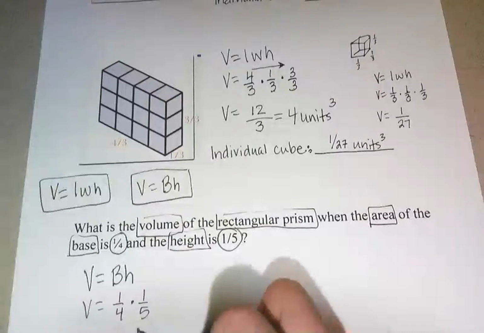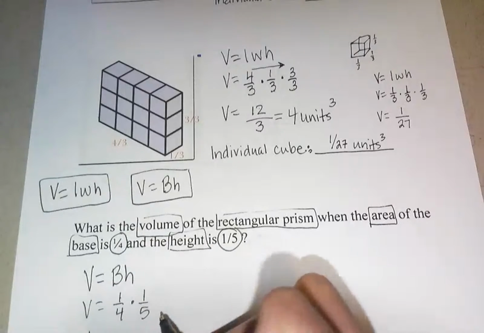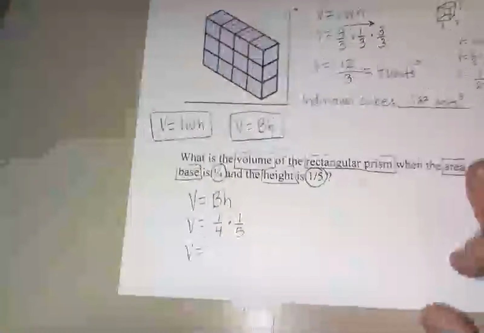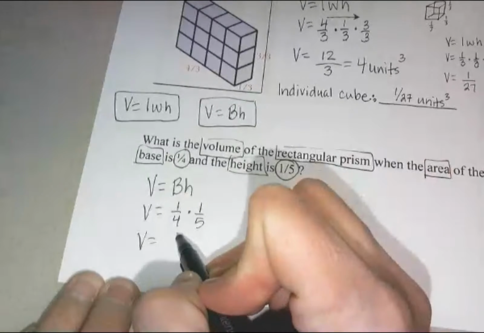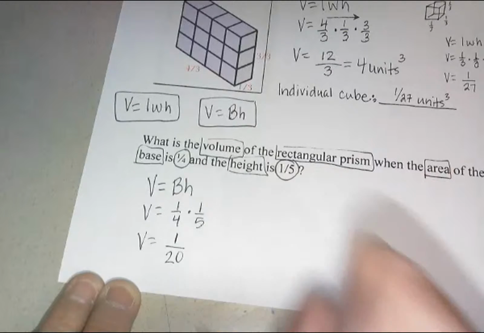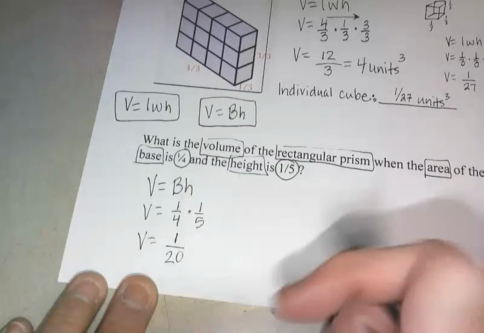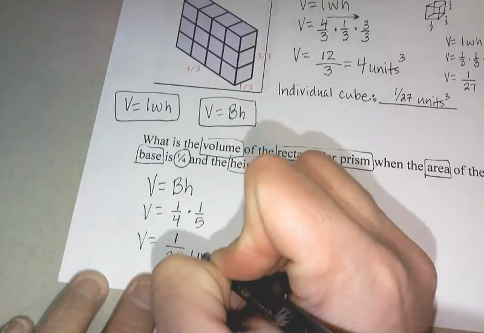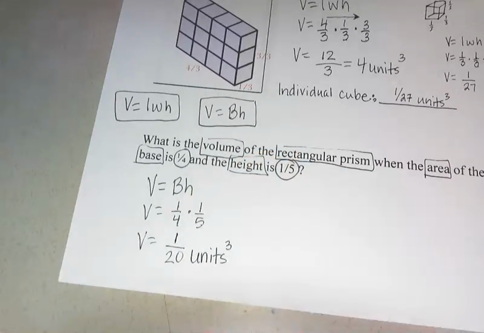So now I just multiply across. 1 times 1. Let's see if I can get this higher. You all see that? 1 times 1 is 1. And 4 times 5 is 20. So there's my answer. And I'm looking. No, so I will write units cubed. And that's how I find my answer.